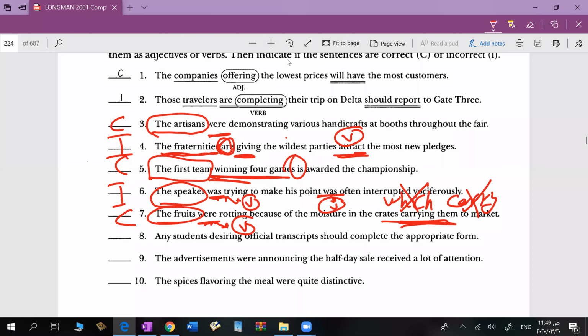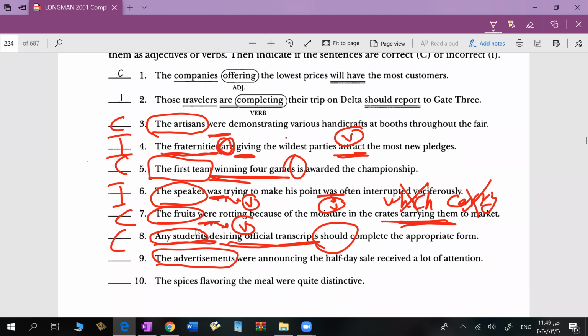Yes. Okay, any students desiring official transcript, this is subject, any student desiring official transcript, it's a reduced relative clause, should complete. This is a verb, the appropriate form. What do you think? Correct. The advertisements, or the advertisements, both are correct, both pronunciations.